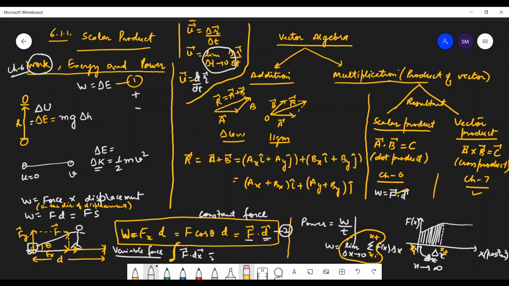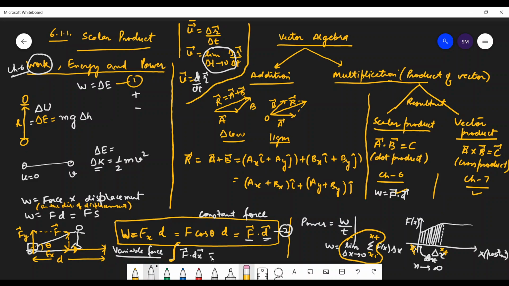Work is nothing but change in energy. The unit of energy is joule, so the unit of work is also joule. Both of them are scalar quantities. If the force is variable, I have this formula. If the force is constant, I have this formula, f dot d. Then power, which is w by t. In this chapter I am going to study kinetic energy, potential energy, and the sum of both of them, mechanical energy. This is what this chapter is all about.